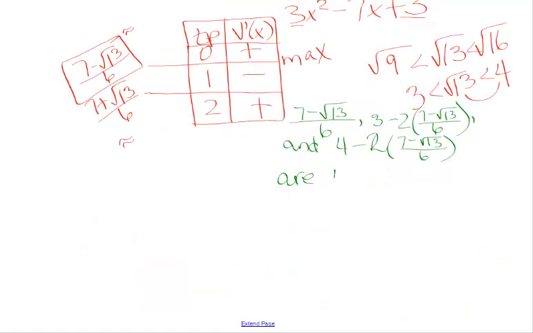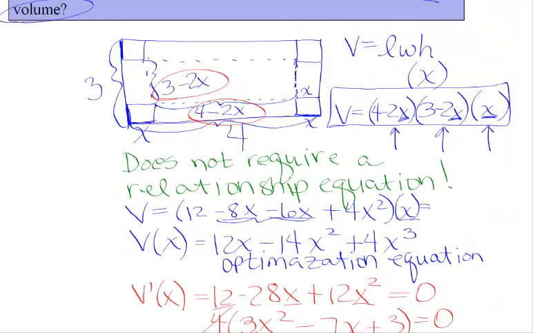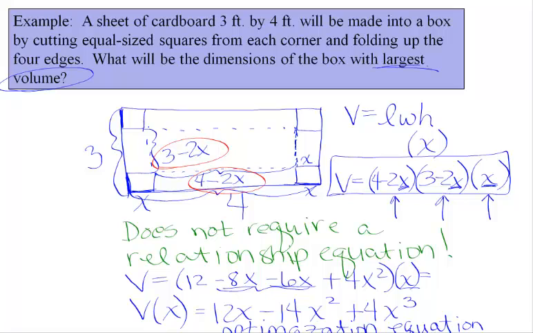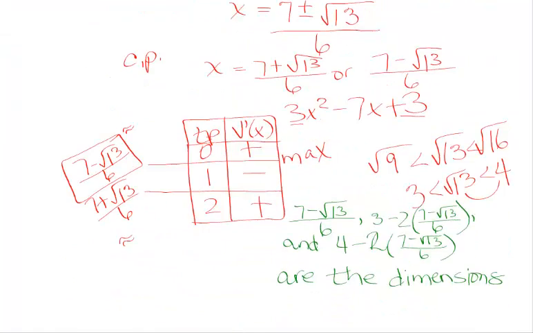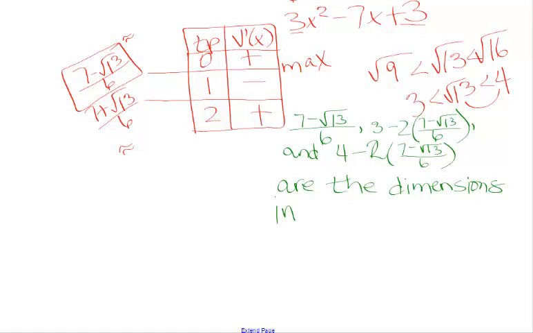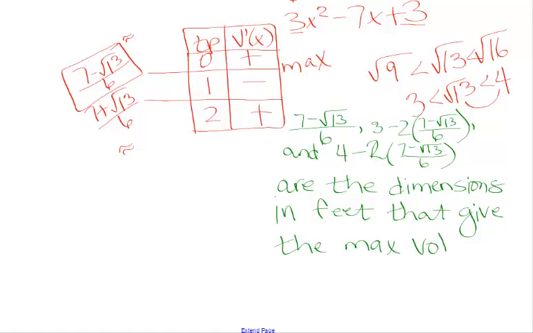Are the dimensions... Let's see what units. Was it inches? Sheet of cardboard. Oh, feet. Are the dimensions in feet that give the max volume? And there we go. There's your second max-min word problem.